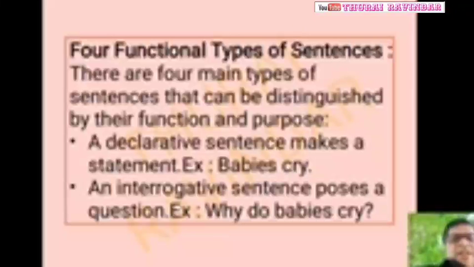Now let us see the interrogative sentence. An interrogative sentence poses a question. Why do babies cry? Do you eat a mango?